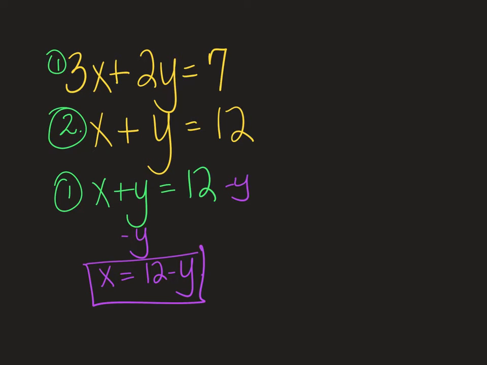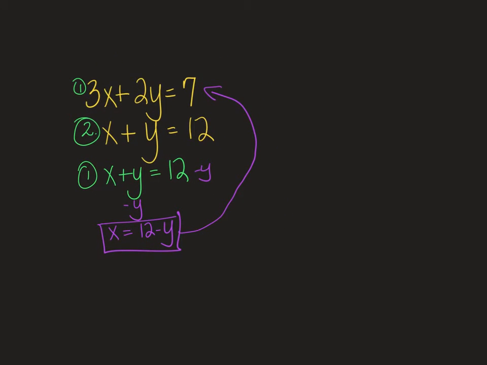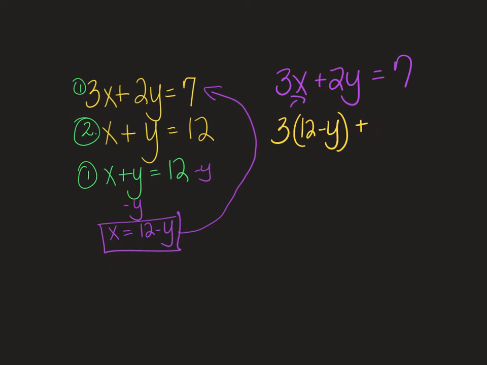This is my partial answer. I'm going to take this and I'm going to substitute it into the first equation. And my first equation now is 3x plus 2y equals 7. But I want to substitute my value of x, which goes here. 3 times (12 minus y) plus 2y equals 7. Make sure I've got that right. So 3 times 12 is what? 36.